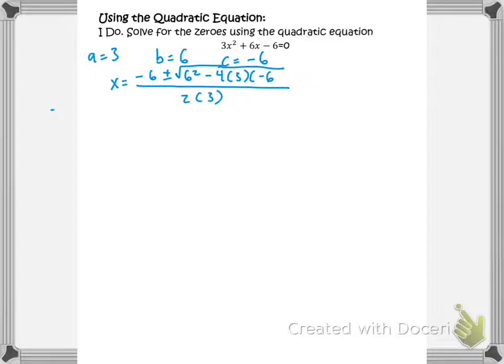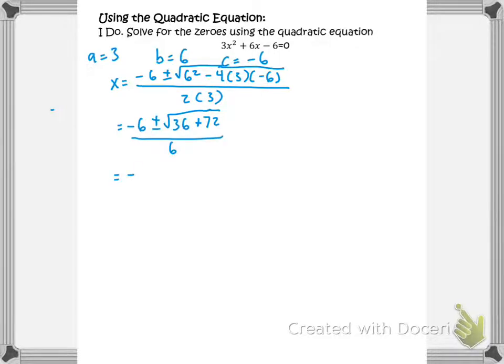Right? At this point, you guys have done enough. I don't need to explain this step. And then you guys simplify. Again, you guys know how to simplify, so -6 plus and minus the square root of 36 minus, going to use a calculator because I cannot multiply, minus plus 72, because -4 times 3 is -12, -12 times -6 is positive 72, all over 6, 2 times 3 is 6.